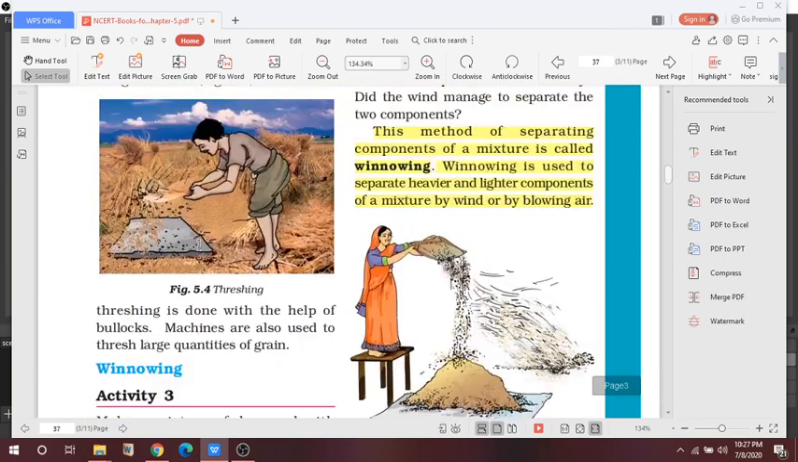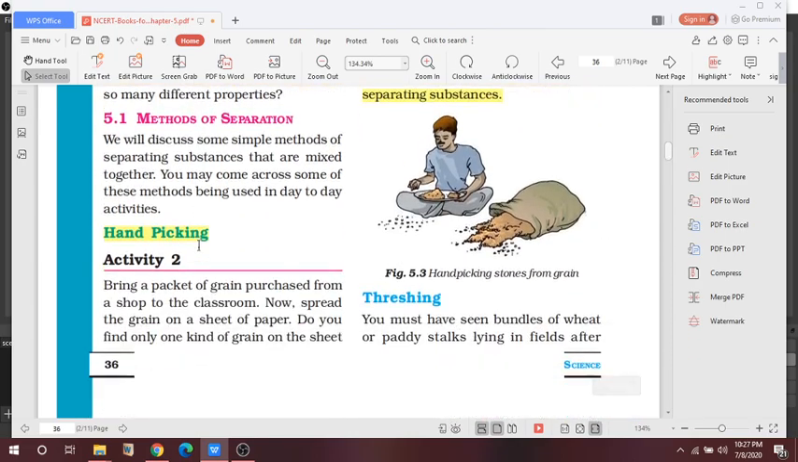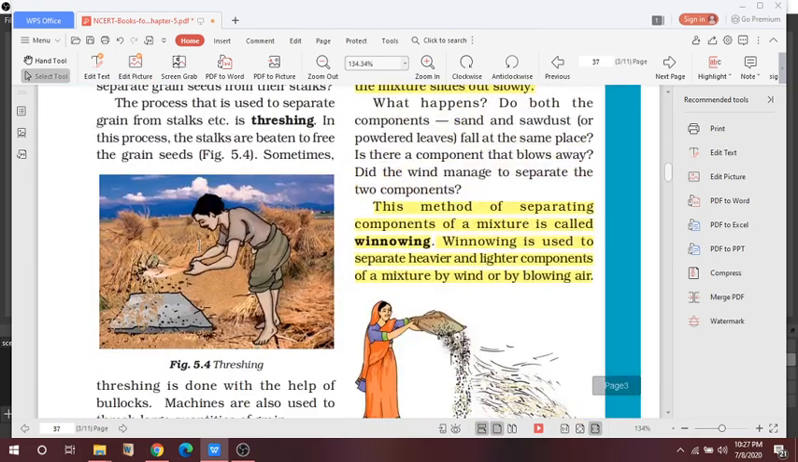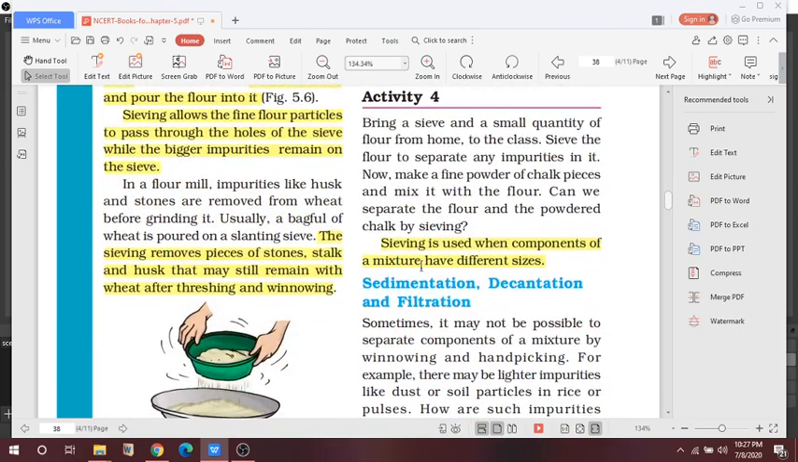So we discussed four methods of separation. One is hand picking, another is threshing, the next is winnowing, and the fourth is sieving. In the next class we will see the methods of separation: sedimentation, decantation and filtration.